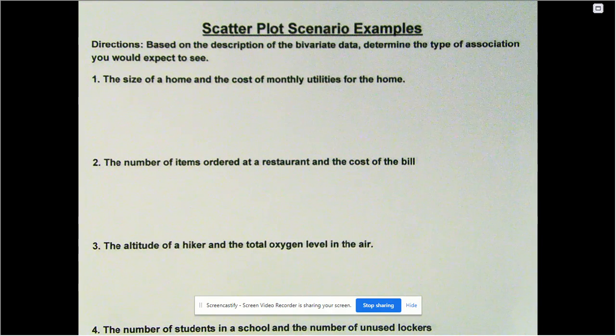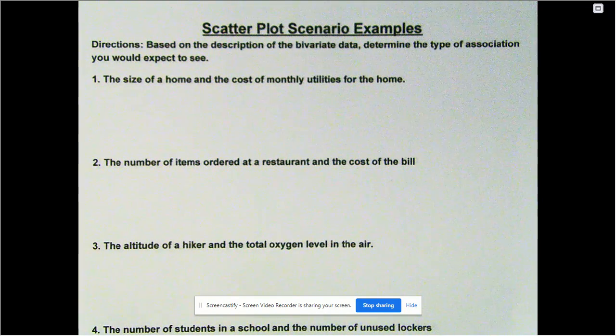Based on the description of the bivariate data, determine the type of association you would expect to see. So again, we're going to have to visualize these. We don't have a graph, we just have a description this time. So for number 1, the size of a home and the cost of the monthly utilities for the home. So it's kind of hard to mentally picture that. So I always like to start off if something is increasing.